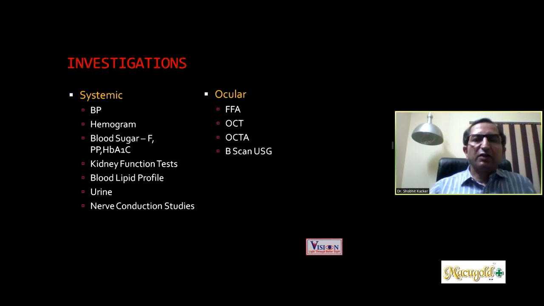Before you start the treatment of patients suffering from diabetic retinopathy, it is important to determine the systemic status of the patient and the ocular findings of the patient. So these tests are mandatory, including the blood pressure, the hemogram, sugars, HbA1c, the kidney function tests, the cholesterol levels, the urine evaluation, and nerve conduction studies in certain patients. The ocular tests include angiography, OCT angio, and a B-scan ultrasonography if there is a vitreous hemorrhage which is masking the appearance of the retina.